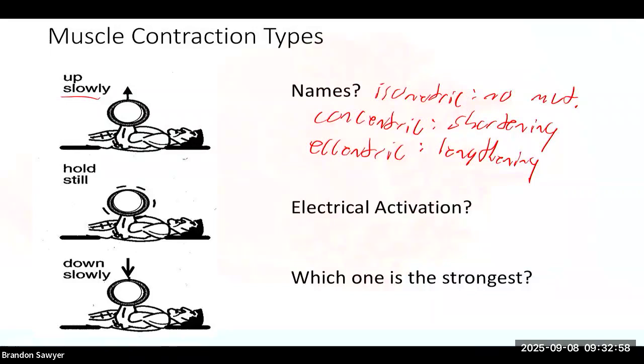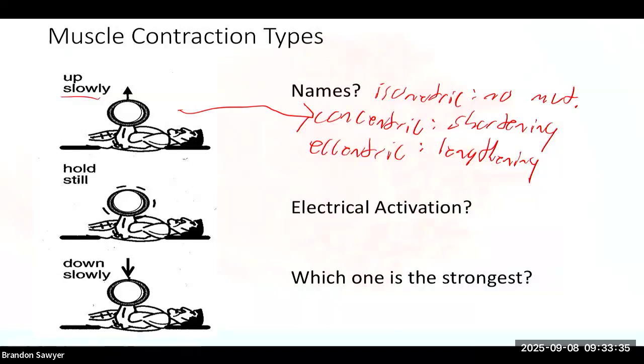All right. So what do we got? So what would we call that? The first one, the up slowly one? Which type of contraction? Okay, we're a little mixed between concentric and eccentric. We can choose a muscle if that makes it easier. They're all pretty much doing the same thing, but that's okay. Let's choose the triceps. So when we're going up slowly, what are our elbows doing? Extending, and so our triceps are shortening. So that would be concentric.